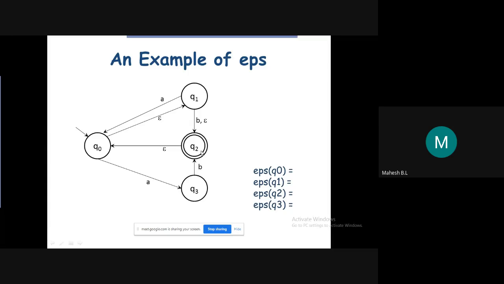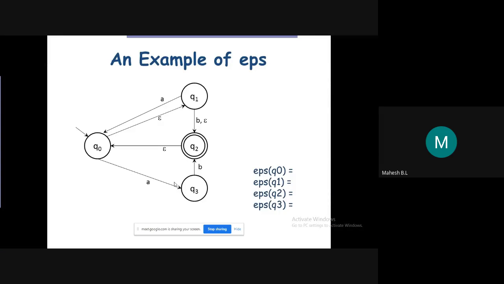Next, coming to Q2. What is epsilon of Q2? So epsilon of Q2 must include Q2 first. Then from Q2, you can reach Q naught using the epsilon transition. Then from Q naught, you can reach Q1 using the epsilon transition. That's why Q2, Q naught, Q1, all of them are included in the epsilon function of Q2. Then Q3, what is epsilon of Q3? It must include Q3. Then can you reach any state from Q3 using epsilon transition? No, you cannot reach any other state from Q3 using epsilon transition. That's why epsilon of Q3 is only Q3. Okay, I hope this is clear to you.